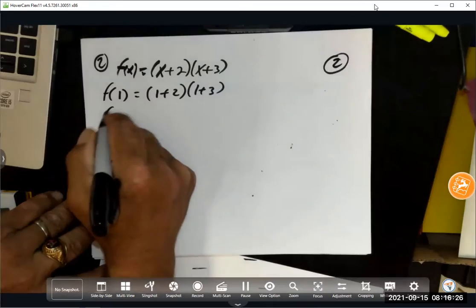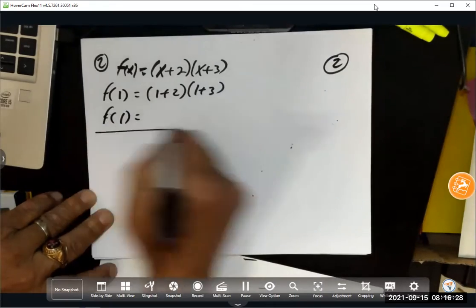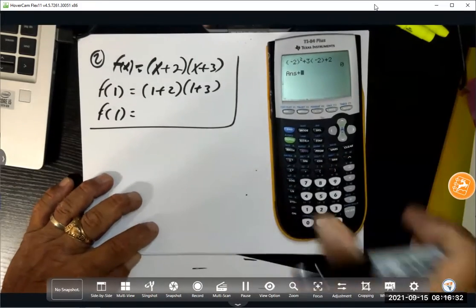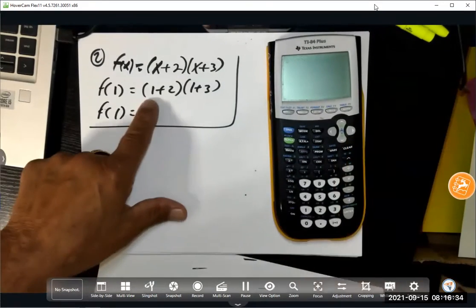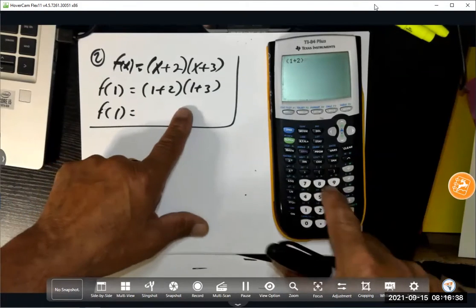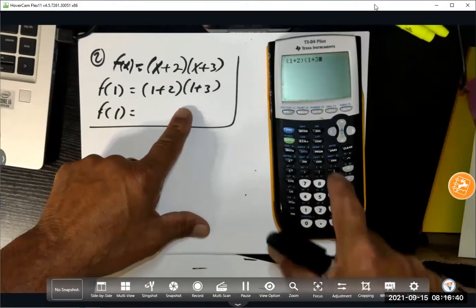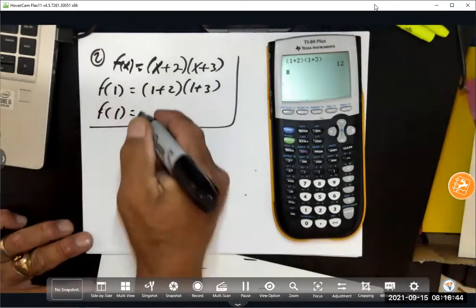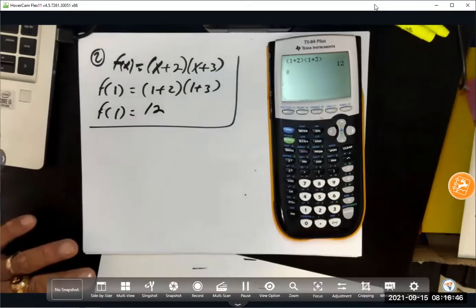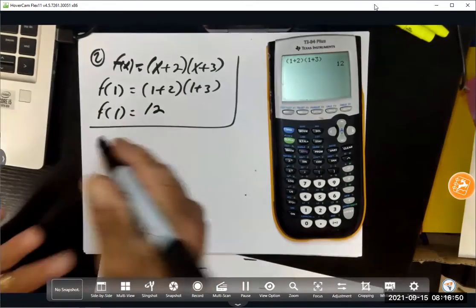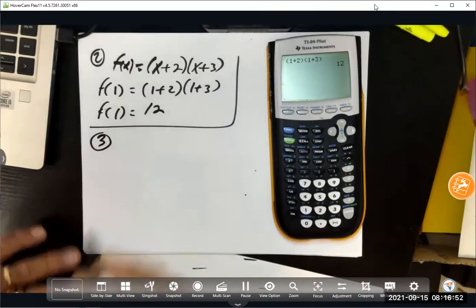Put it in the calculator. So you're going to put in clear, parentheses, 1 plus 2, close it, parentheses, 1 plus 3, close it. Okay, enter. I got 12. Did y'all get 12? Yes or no? Yes. Okay, because this used to be 3 times 4. Yeah, it's 12. Is that okay for that one?